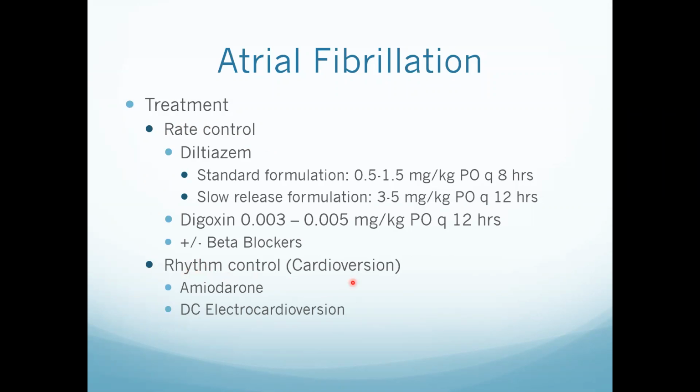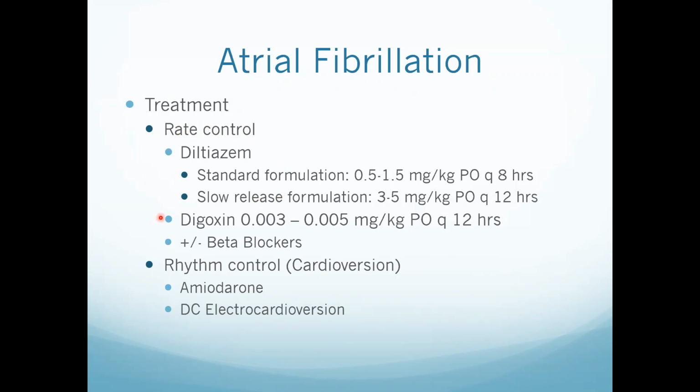Because rhythm control, we can convert them back either medically with amiodarone or we can use DC electrocardioversion. But because they've got structural disease, the likelihood is that they're just going to go back into atrial fibrillation again. So it's an expensive and risky endeavor to do, when you could just achieve the same long-term outcomes by giving them drugs. So again, you're going to use diltiazem at the same dose.